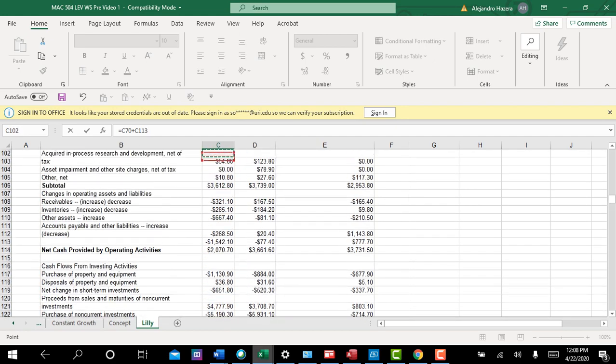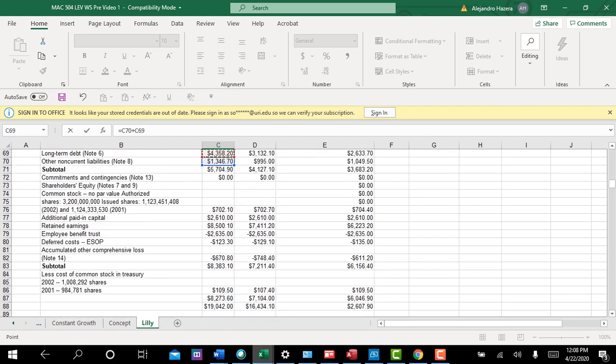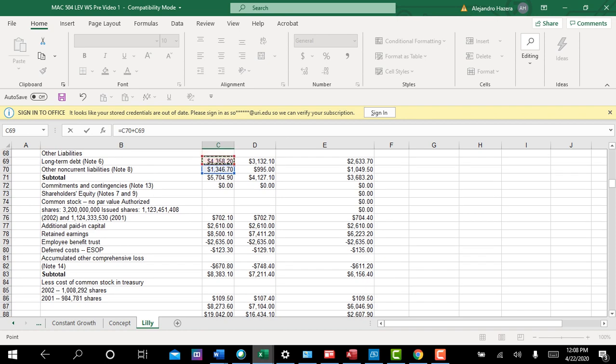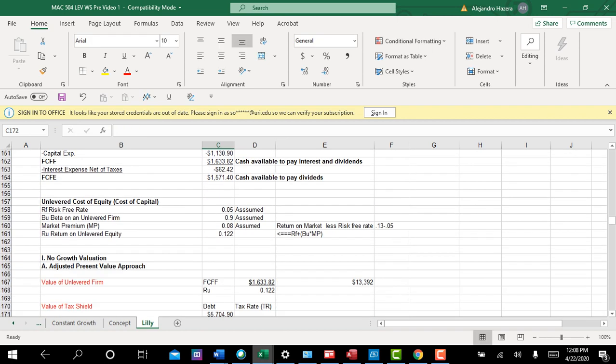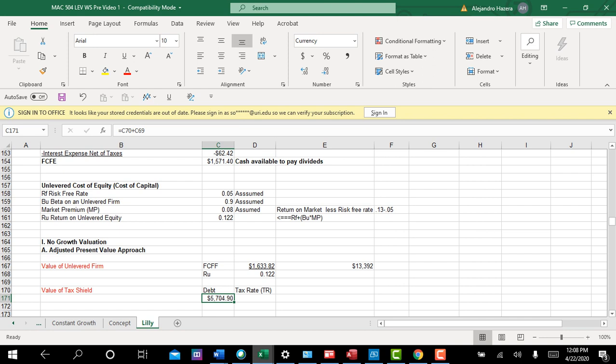The value of the debt we're going to use is that right there, plus that, because there's long-term debt on the balance sheet plus other non-current liabilities. So we're saying that Lilly has basically long-term debt plus other long-term liabilities. Other long-term liabilities could be things like leases and stuff, which would reflect the riskiness of Lilly's debt.